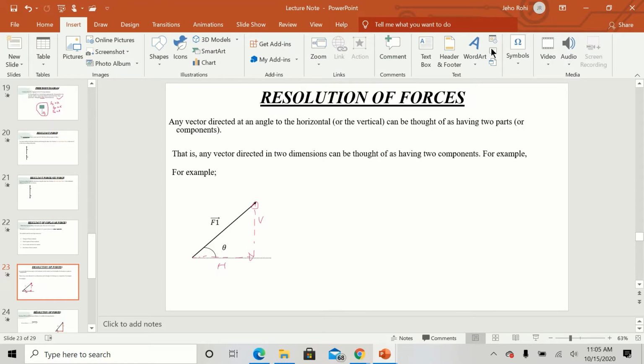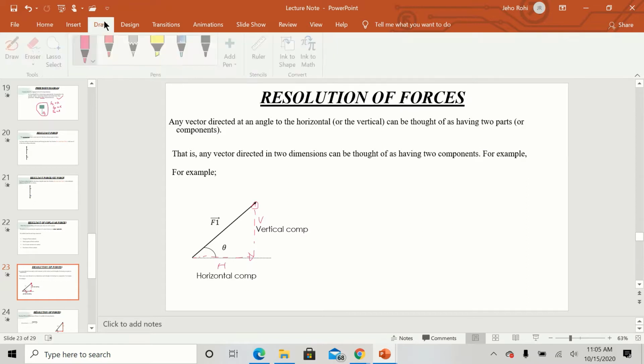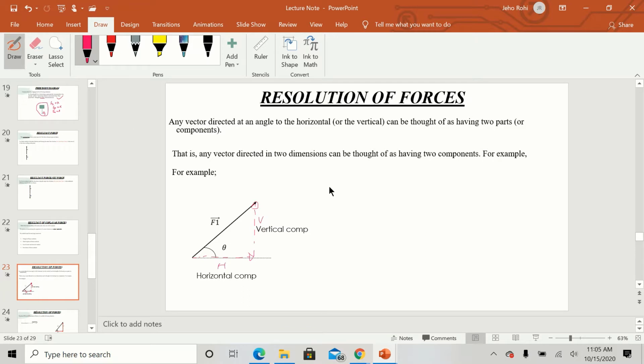If you don't mind, I can write it out. Here is the vertical component. All right. And this is the horizontal component. So what I'm saying is that a vector that is inclined has two components, the vertical and the what? Horizontal. The vector here.